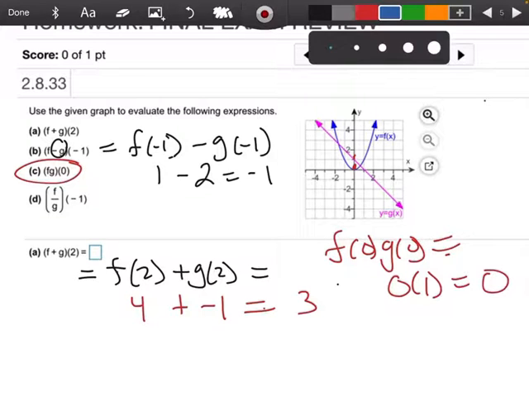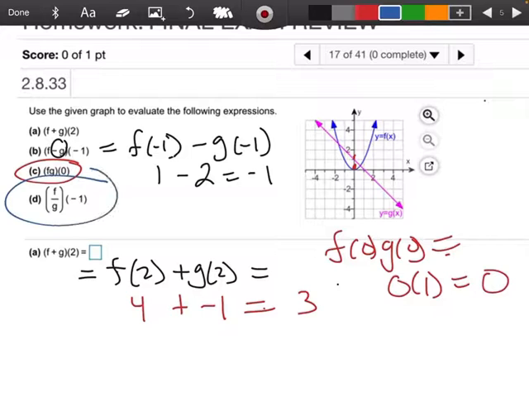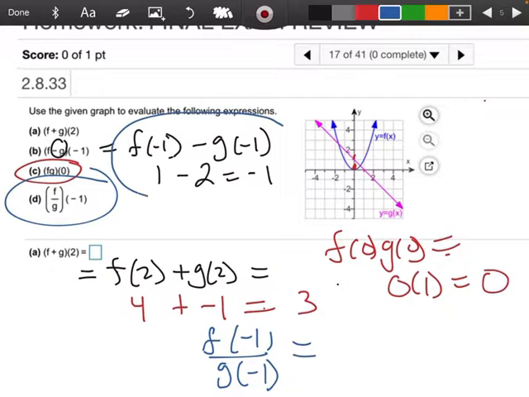And we're going to do this a fourth time for part D. So we're going to find f of -1 and g of -1, and we're just going to divide them. If you notice, we actually did that here in part B. We found each of those values. So f of -1 was 1. G of -1 was 2, and so my answer is 1/2.